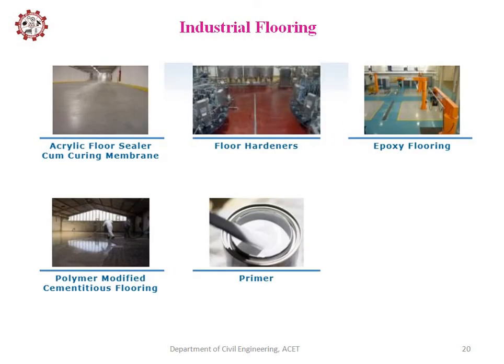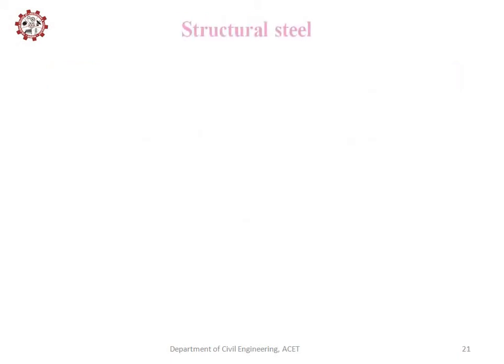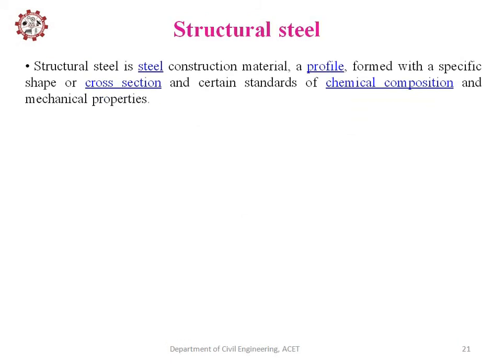Industrial flooring: acrylic floor sealer cum curing membrane, floor hardeners, epoxy flooring, polymer modified cementitious flooring, and primer. So these are industrial flooring materials. Next is your structural steel. Kindly read this.